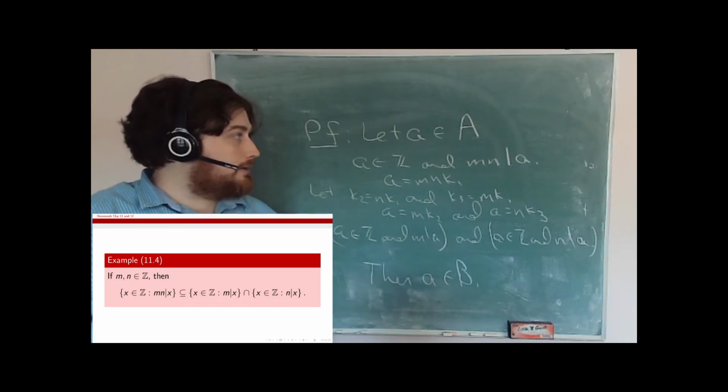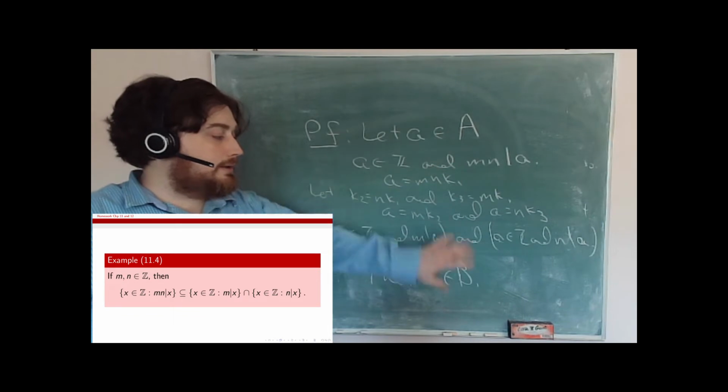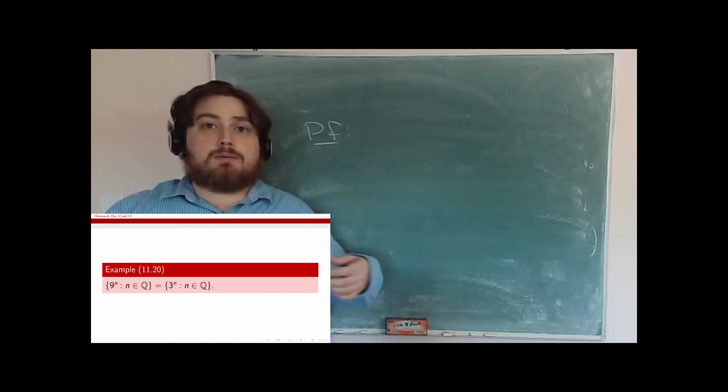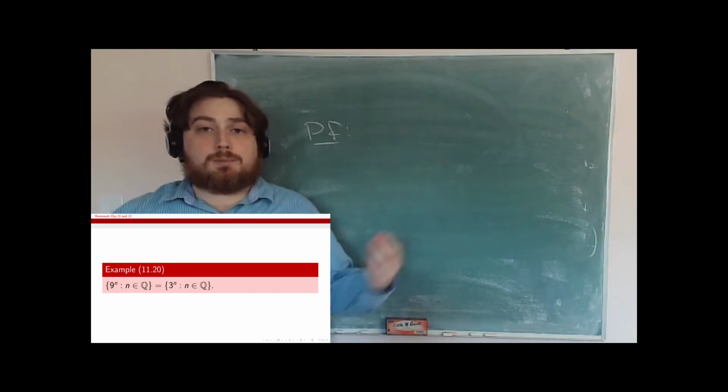Hence, a is an element of B. So A is indeed a subset of B. That is, the left-hand set is a subset of the right-hand set. All right, the next homework problem, we have a set A is equal to set B proof.